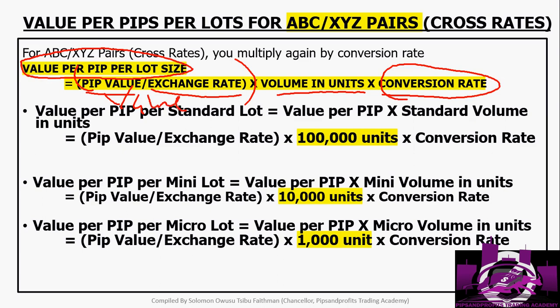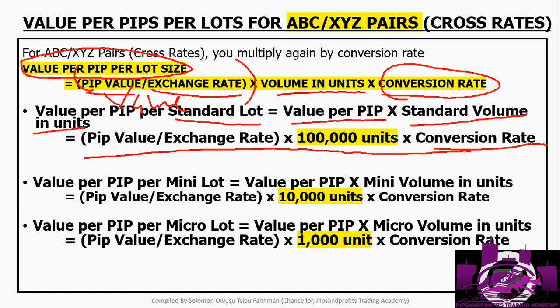So for value per pip per standard lot with cross rates, we are going to have the value per pip times standard volume in unit, and then you multiply it by your conversion rate. So when we have that, this is going to be the formula. The same applies to mini lots. The same applies to micro lots. So know the conversion rate. When you know the conversion rate, all that you need to do is substitution. You take your values and put them at the appropriate places in the formula, and you are going to get a correct answer.